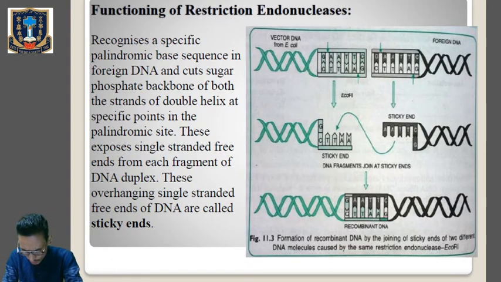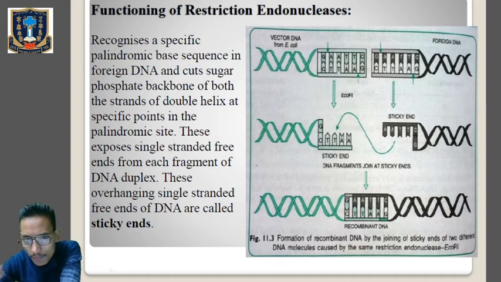So this enzyme will recognize a specific palindromic sequence in the foreign DNA and cut the sugar phosphate backbone of both the strands of the double helix at a specific point in the palindromic site. That means these enzymes will recognize the palindromic sequences in foreign DNA. After recognizing it, it will make a cut at the sugar phosphate backbone of both the strands of the DNA molecule. Okay, so look over here. First of all, we have the vector DNA. That will be easier for you to understand.